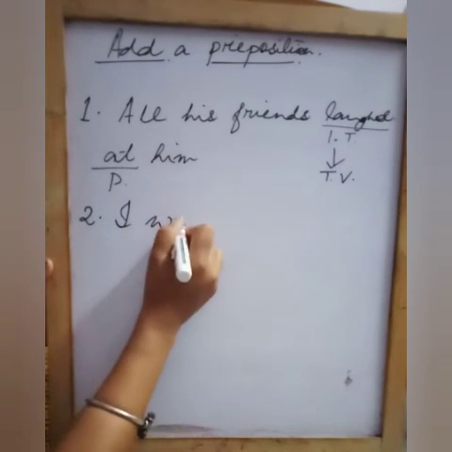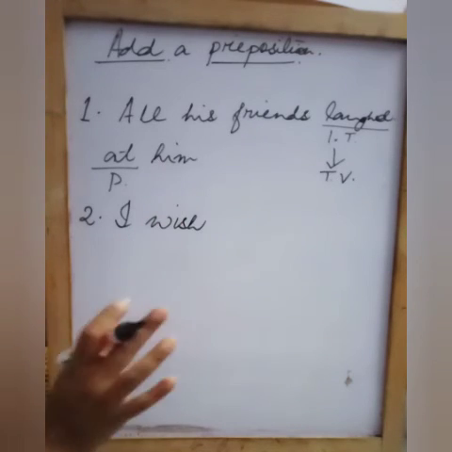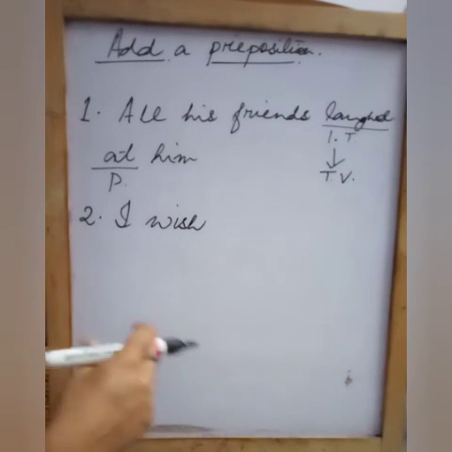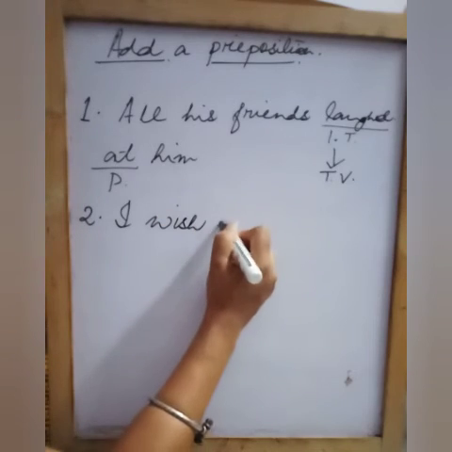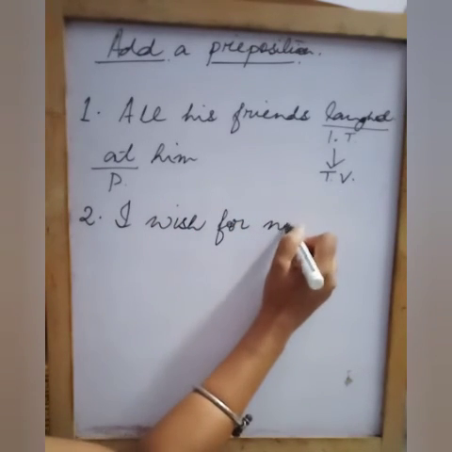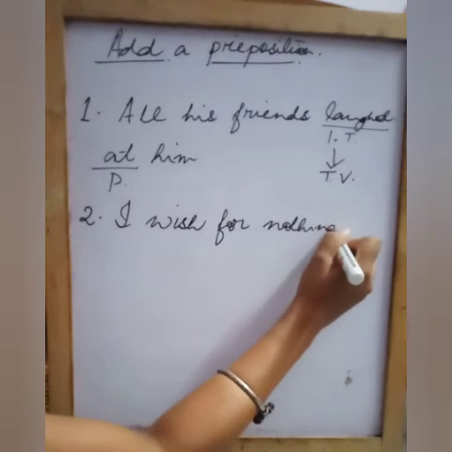I wish. Action, I wish, simply. Alright, I wish. Now I want to make it from an intransitive to a transitive. Fine. So I can write what? By adding a preposition, I wish for, say, nothing more.